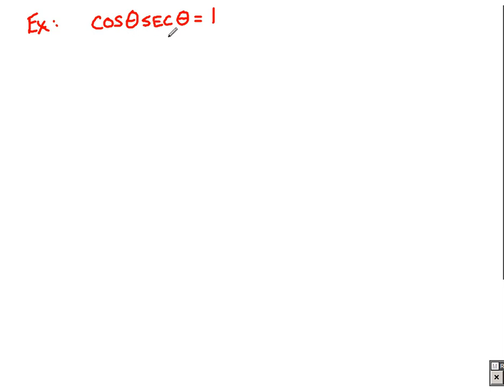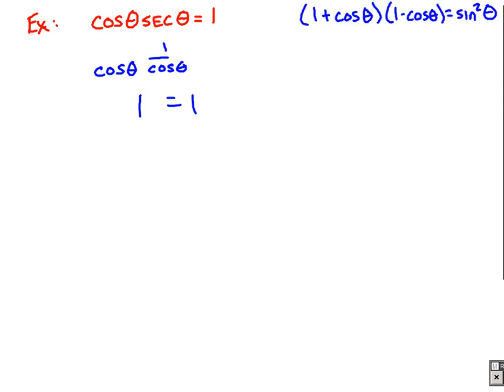I want to try to change things to be sine and cosine. So this first one's cosine will stay the same. Secant, though, can be rewritten as 1 over cosine of theta. Well, if I have cosine divided by cosine, that's just 1. Well, guess what? That's what we wanted to get it to, was 1. So we're done already.